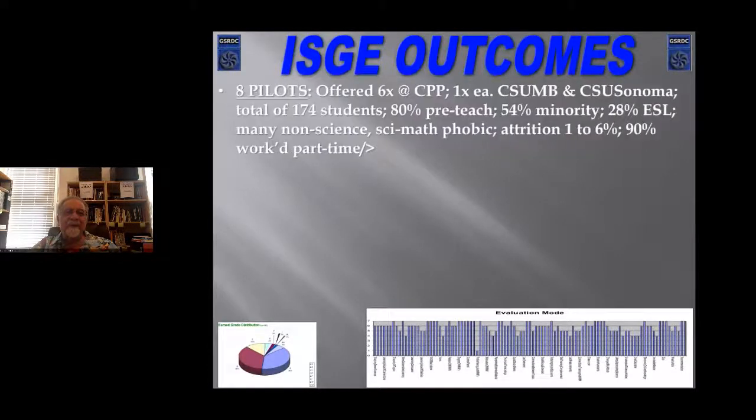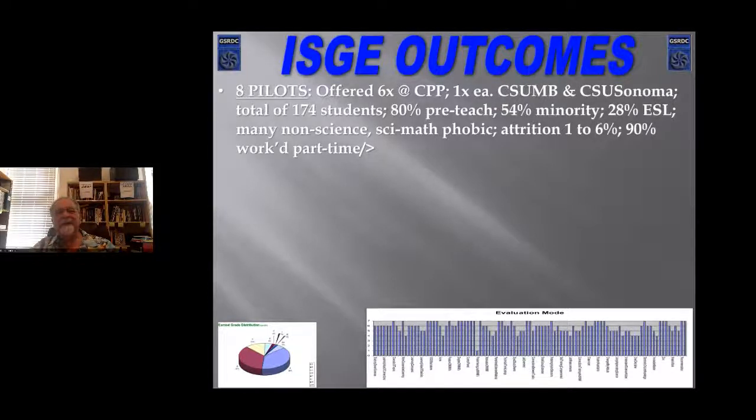These are the grades. 8 pilots were offered, 6 times at Cal Poly and at the other places. A total of 174 students are represented in this data. 80% were pre-teaching credential people. Half were minorities. About 30% were English as a second language. That disagrees with some of my other slides, but it's a more updated one. This is from the NSF report on this, the last one.